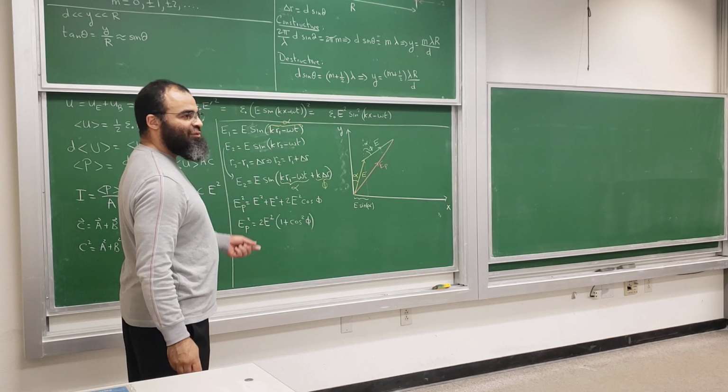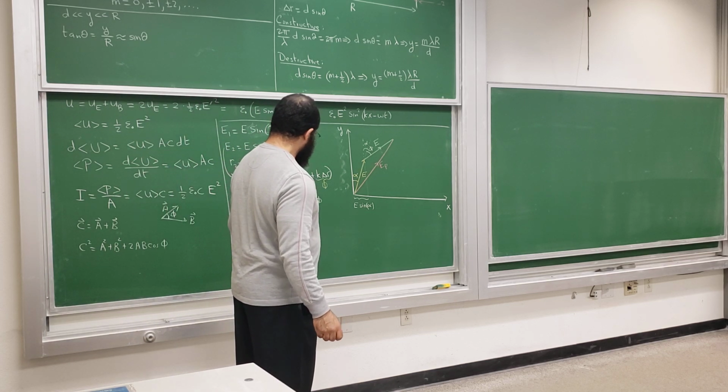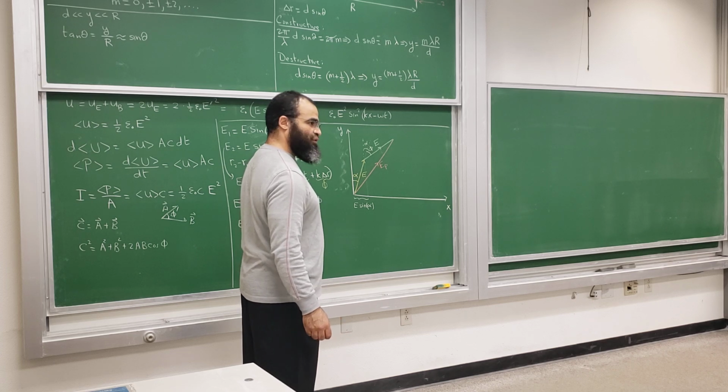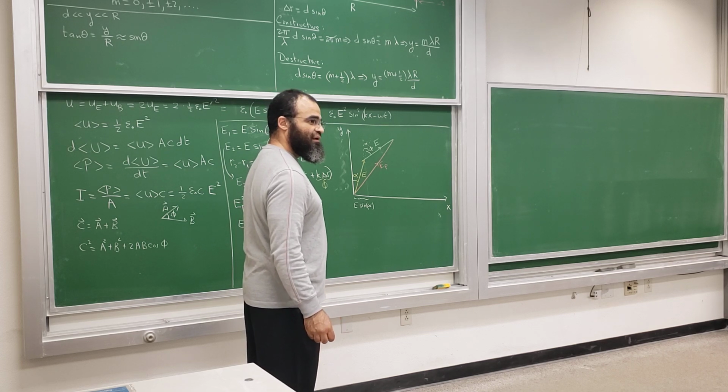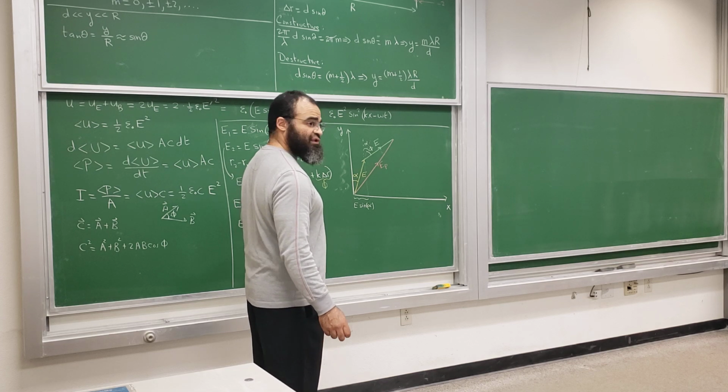Then we did some trigonometry. We said cosine squared of phi over 2 will be 1/2 of cosine phi plus 1. You remember that little trigonometry we did? Yes? Okay.